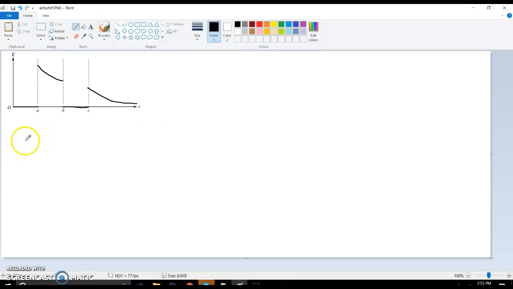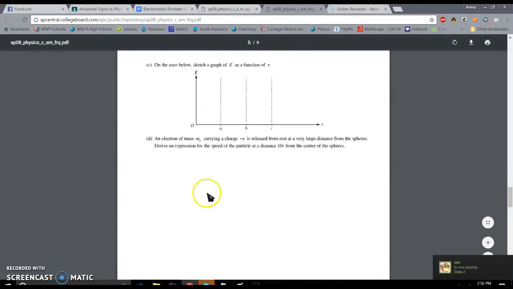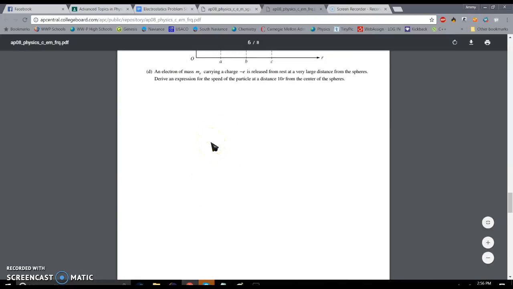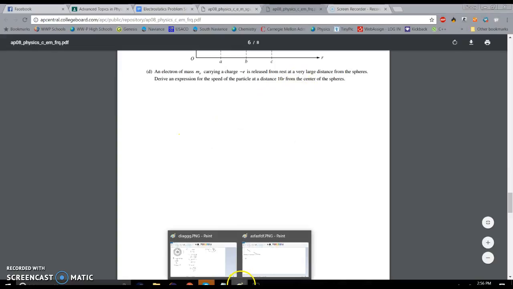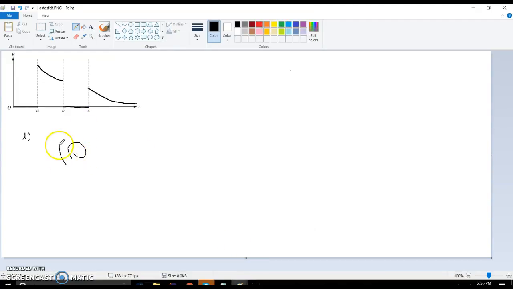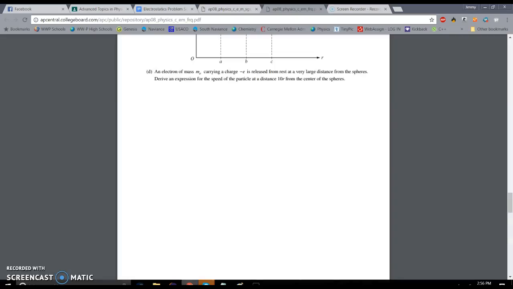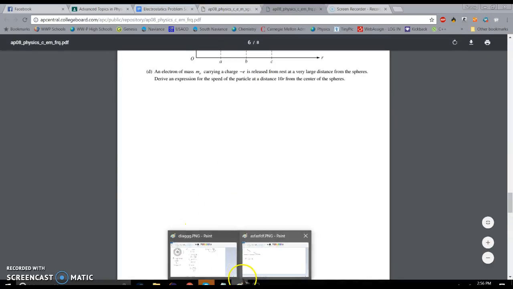Now for the last part, part D, we have to find the speed of the particle if it was a distance 10r away from the center of the spheres. So here's the spheres, and there's a particle very far away, somewhere over there. If it's very far away, then it has potential energy, and that potential energy eventually becomes kinetic energy. So it has a charge e.